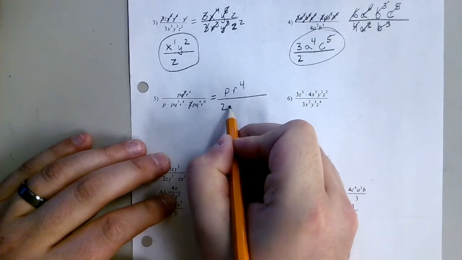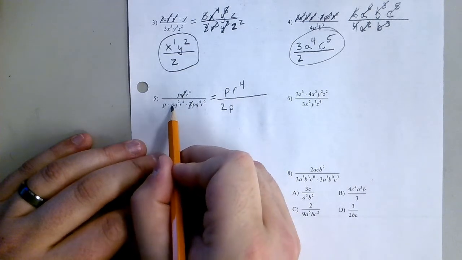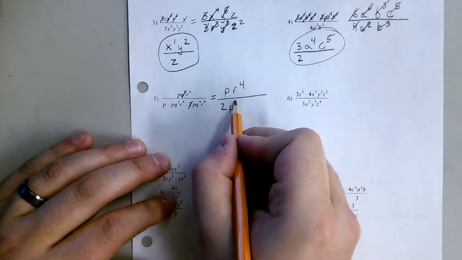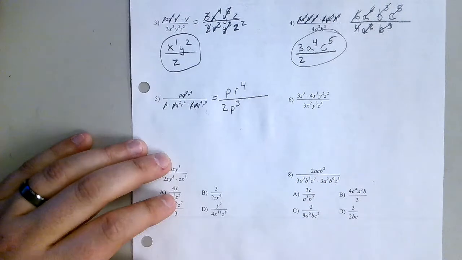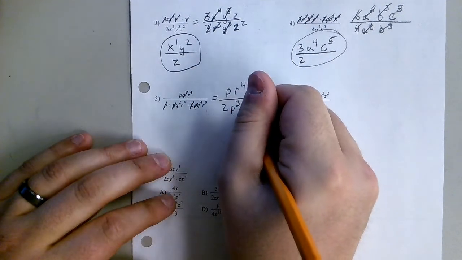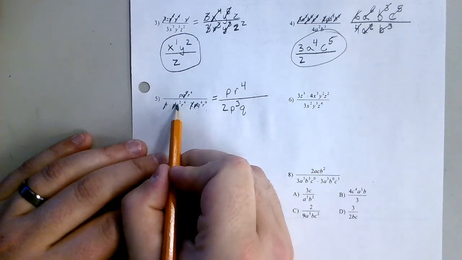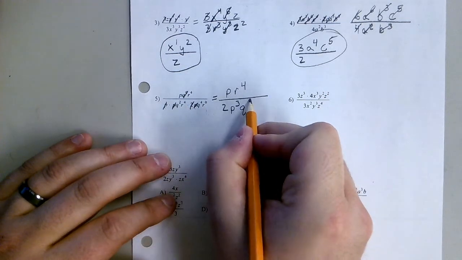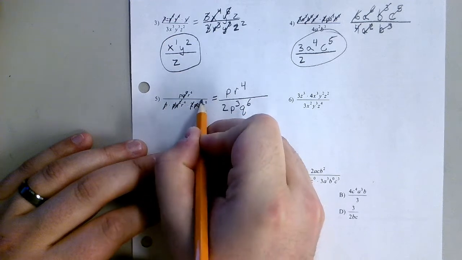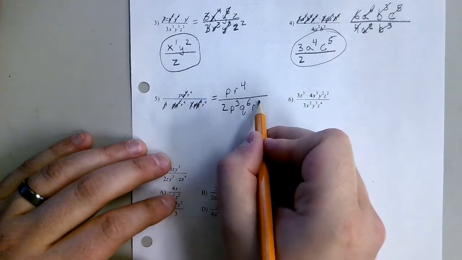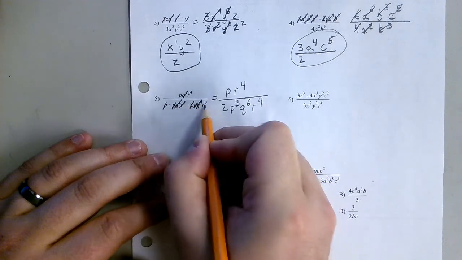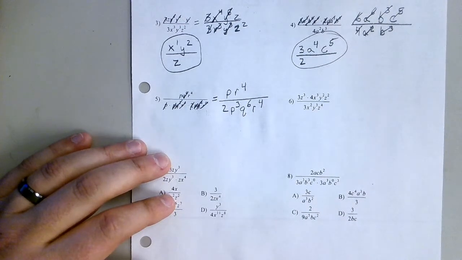Then we go to our p's. So I've got 1, 2, 3 p's multiplying together, so that's p to the 3rd. Then I'll do my q's next. I've got 2 and 4, so q to the 6th. And then my r's, I've got r to the 4th and 0, which is just r to the 4th. Okay, so we simplified the top, we simplified the bottom.